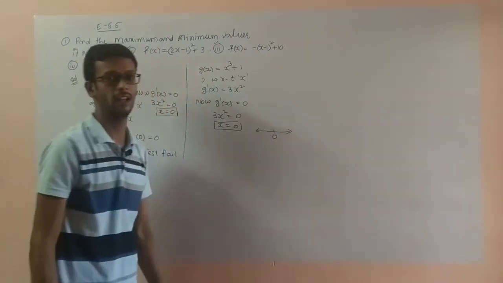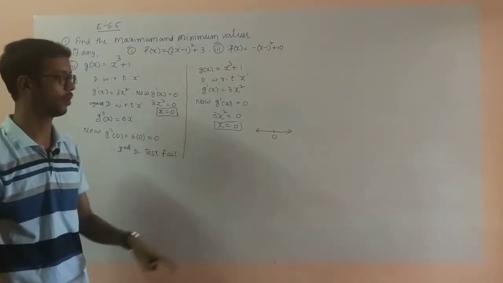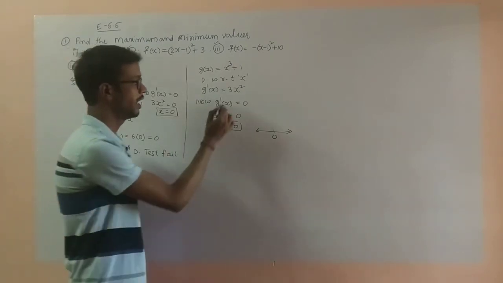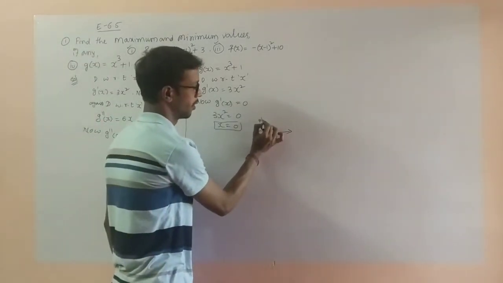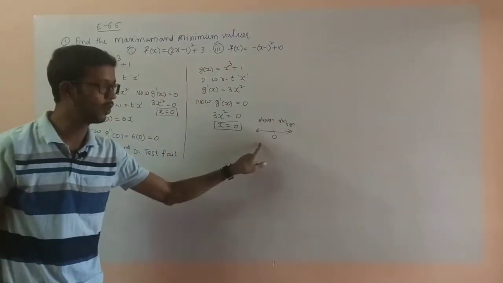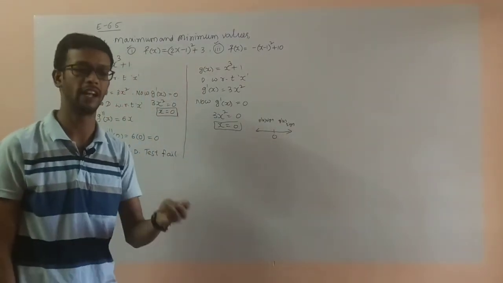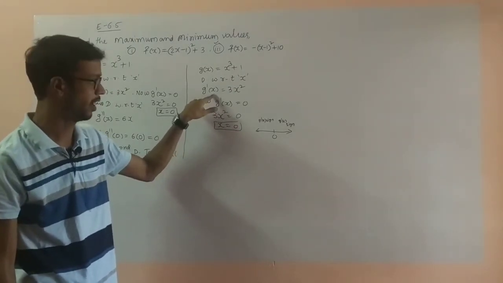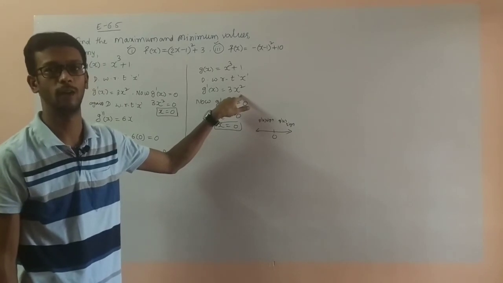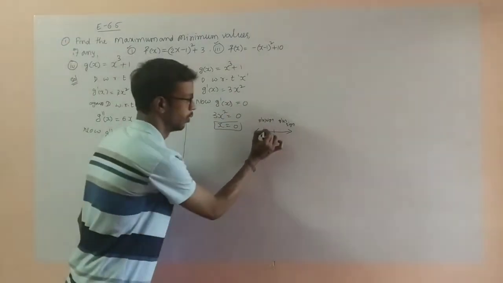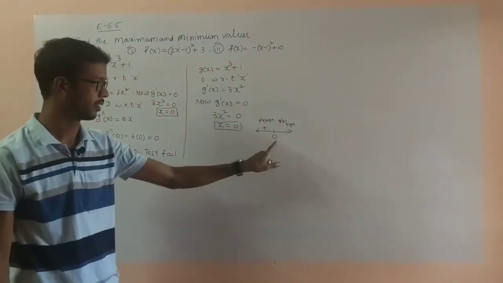So plot it on the real line. Here there is no interval, so you have to take the real line. Now find the sign of g dash of x. To the left of 0 the values are negative, so substitute minus 1 here. Substituting minus 1, we get 3 into minus 1 whole square. Minus 1 whole square is plus 1, and plus 1 into 3 is positive. So here we get positive.